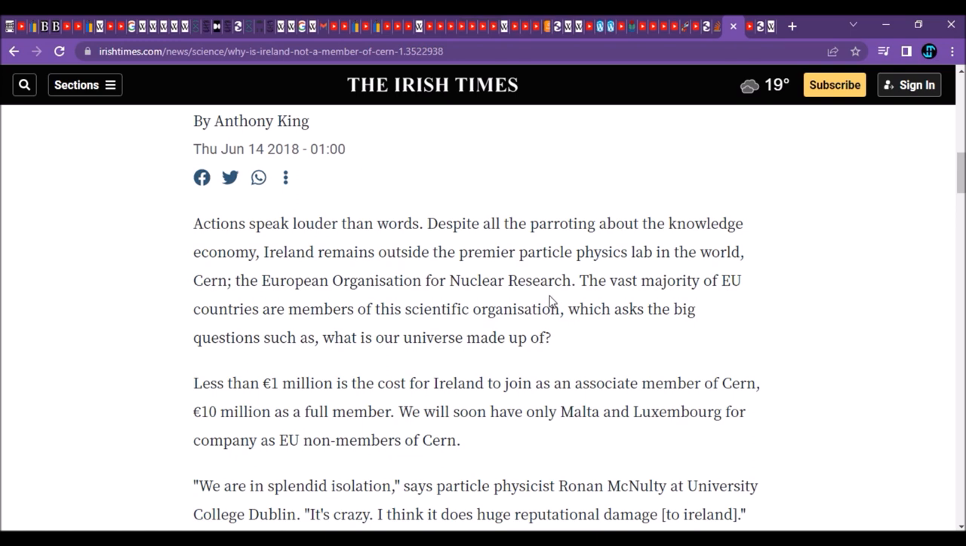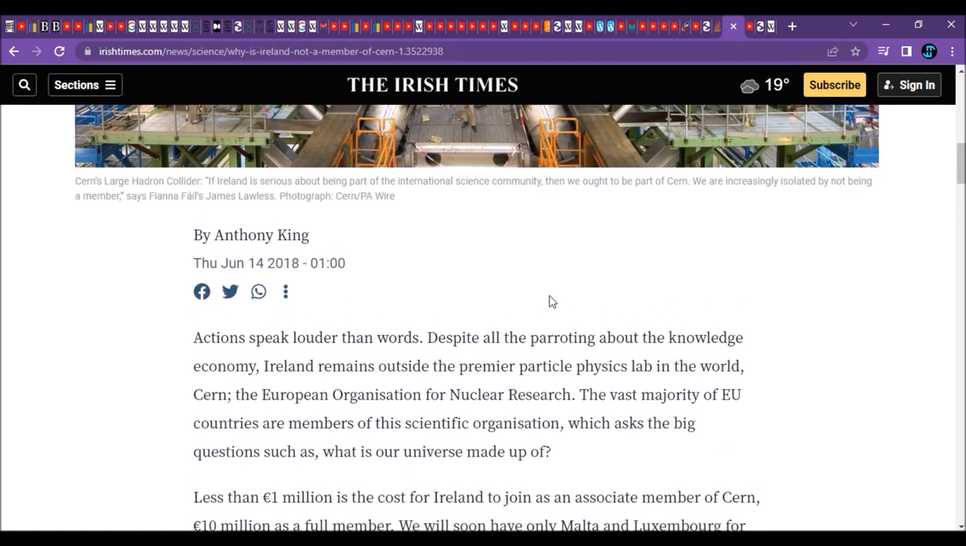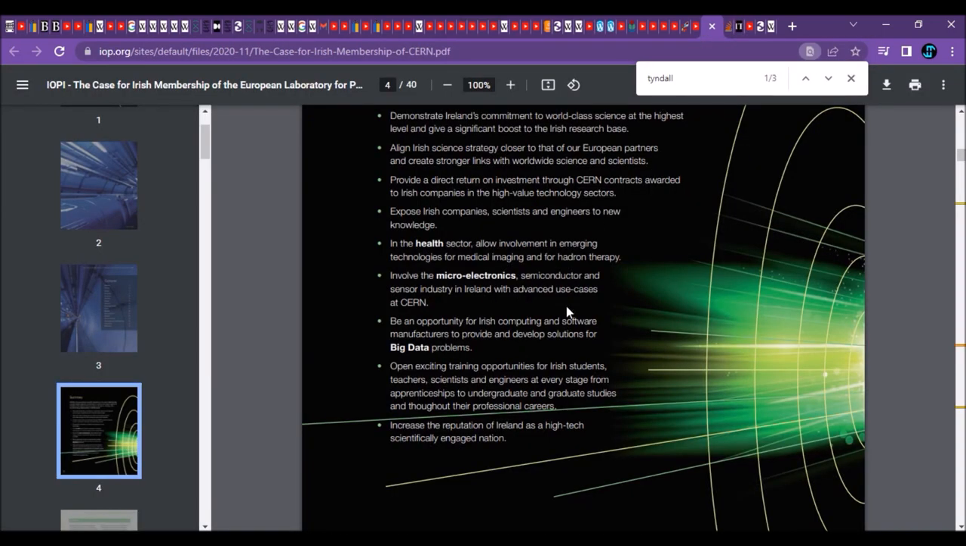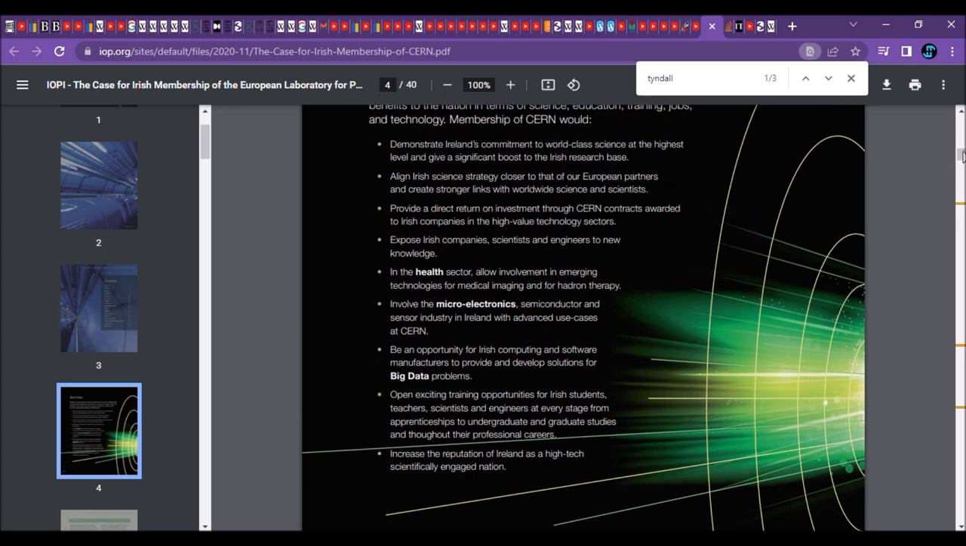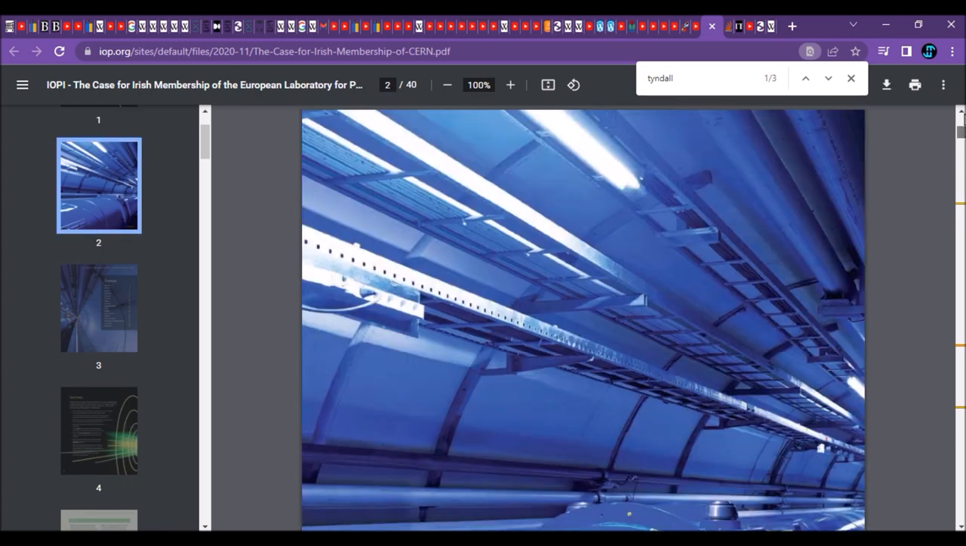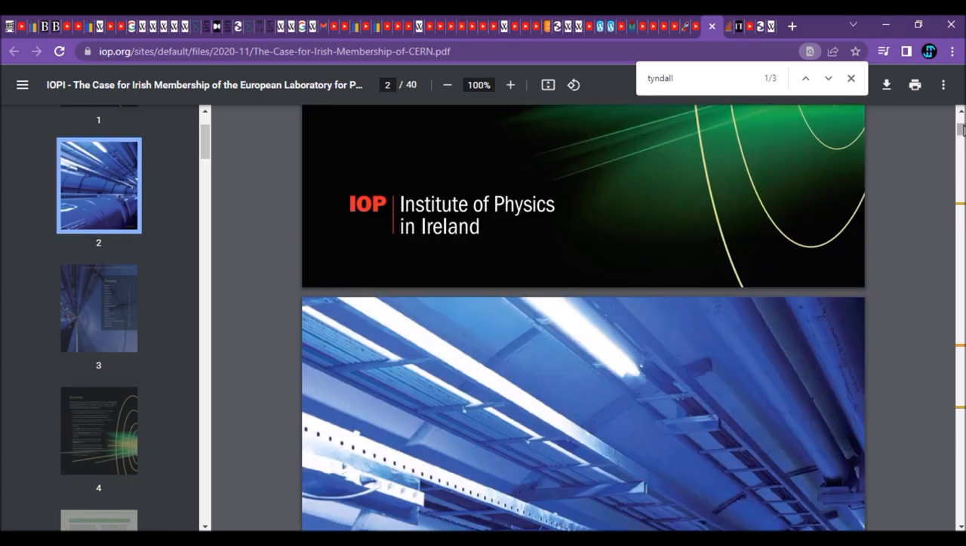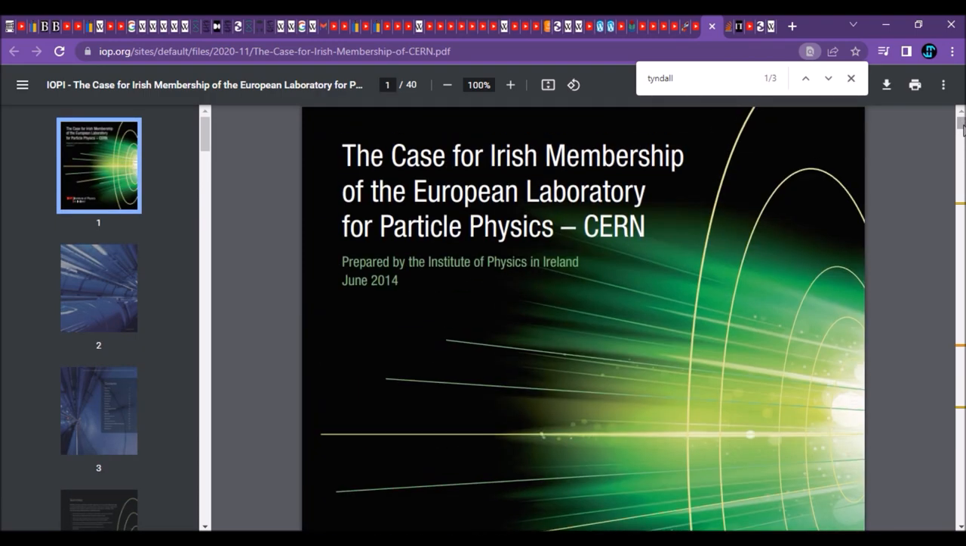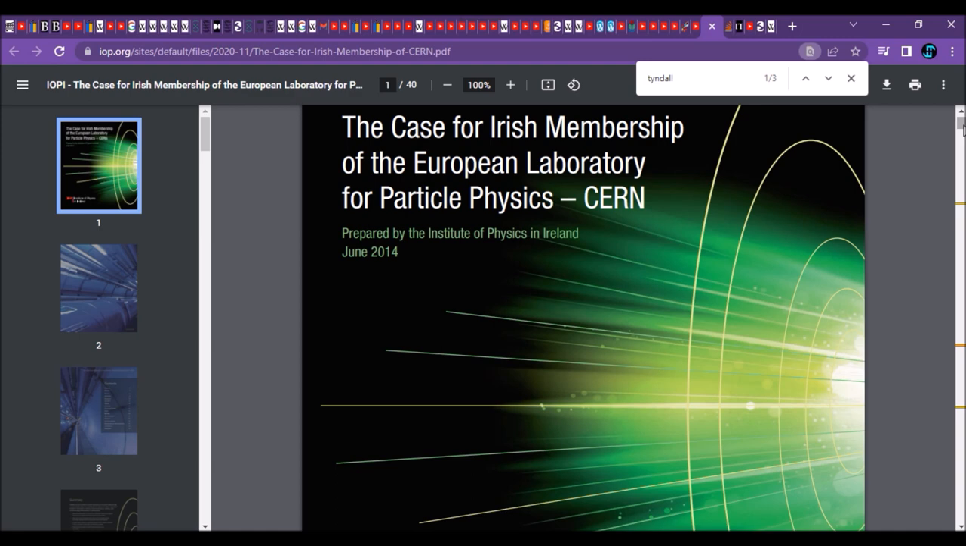Whenever announcements like this happen, it usually kicks up an argument that leads nowhere about why the country Ireland is not a member of CERN, even though you can see here, from 2014, 2 years after the Higgs boson was discovered, the Institute of Physics in Ireland wrote a memorandum, I suppose, making the case for Irish membership of CERN.